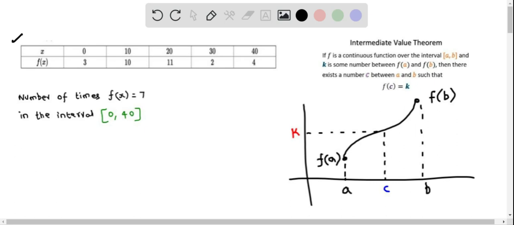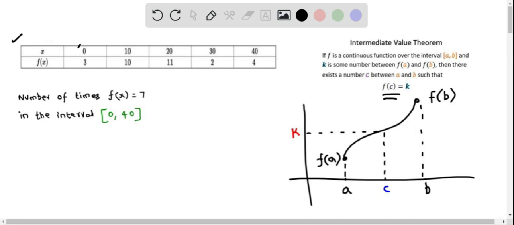Suppose we have a function f which is continuous over the interval a comma b, and if k is some number between f of a and f of b, then there exists a number c between a and b such that f of c equals k. That is, k lies between f of a and f of b, then we will have this condition, that is f of c equals k. So to determine the number of times f of x equals 7, we want to answer how many times f of x is 7 in the interval 0 to 40.